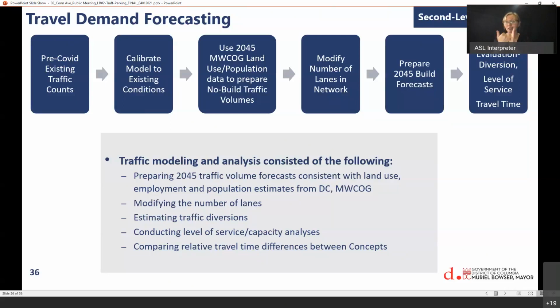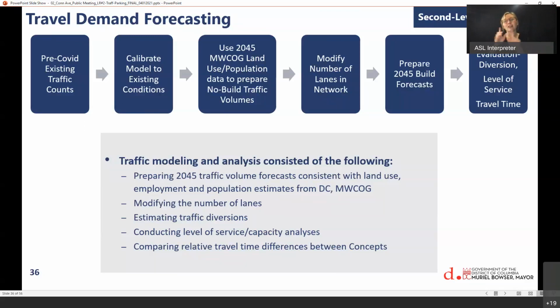Once we do that, we can then use the model to vary the number of lanes. No change in the no build condition. Under concept B, we have one lane reduction in the peak period, peak direction. In concept C, we have a two lane reduction in the peak period, peak direction. And what we do then is we build our 2045 traffic forecasts. Once we do that, it allows us to look at diversion potential, to consider level of service, that's the capacity at intersections and how intersections operate. And then we also look at the travel time changes between the alternatives.